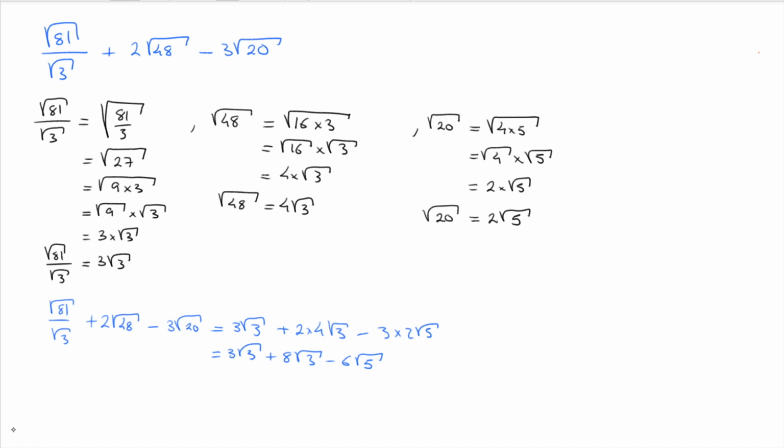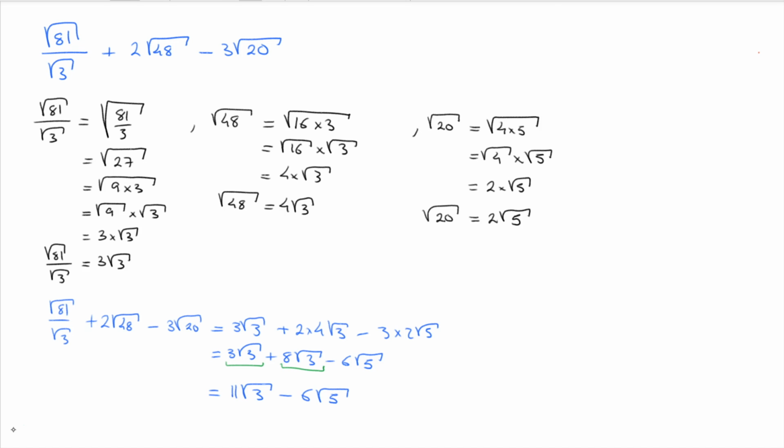And the only terms here that can be gathered are those containing the same square roots. That's 3 root 3 and 8 root 3. And so finally, 3 root 3 plus 8 root 3 is 11 root 3, and we subtract the 6 root 5. And that's our final answer, 11 root 3 minus 6 root 5.